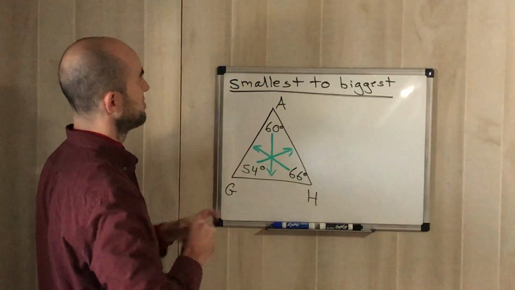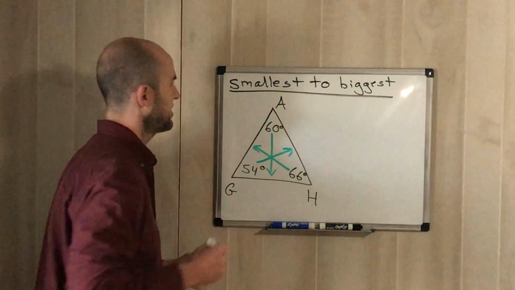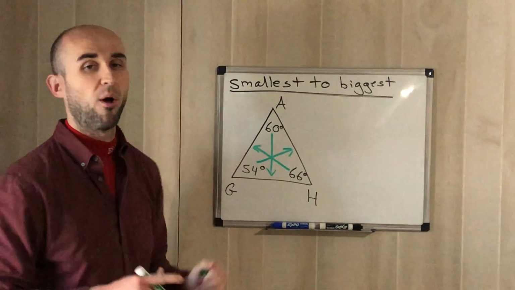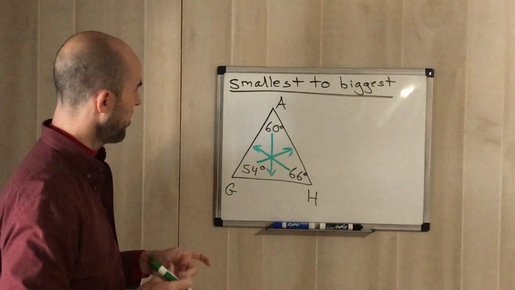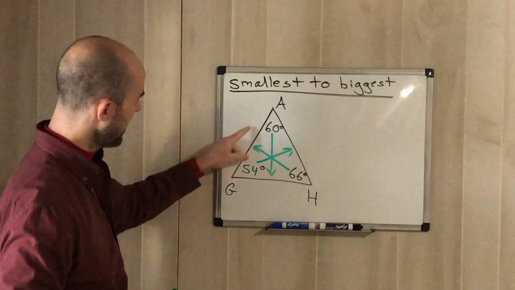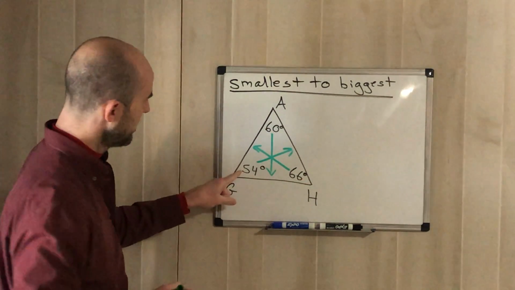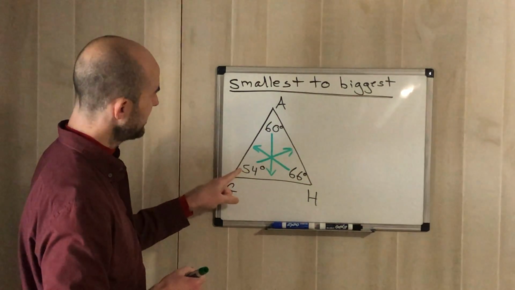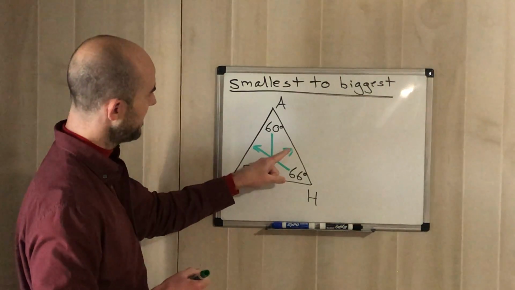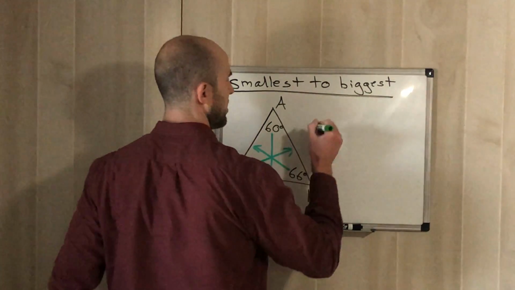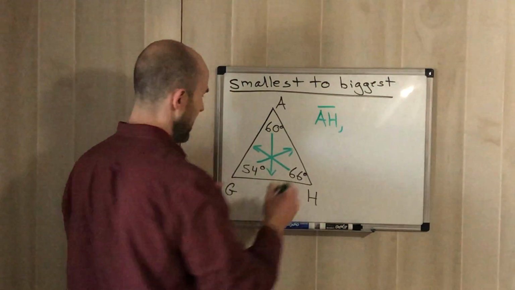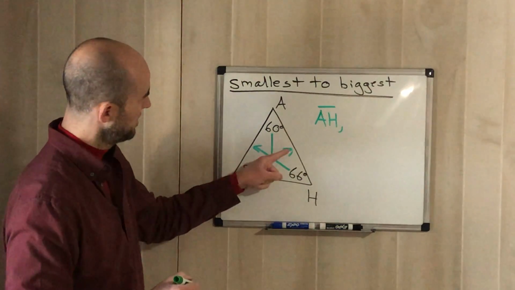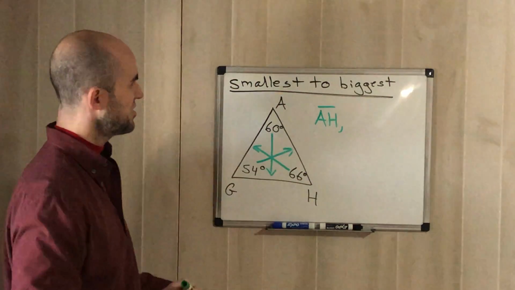So if we're going from smallest to biggest, let's start. If we want to know our smallest side, right? Smallest side, we look for the smallest angle. In this case, our smallest angle would be 54, right? So since 54 is the smallest, we know that our smallest side is going to be AH, right? AH is going to be our smallest side, because again, since 54 is the smallest, we know that AH goes with the smallest.